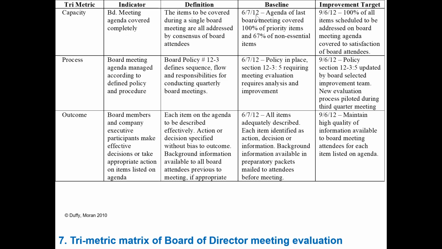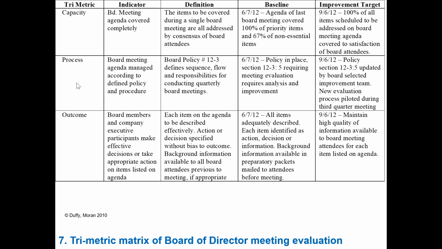Here, and this one came from 2012, the agenda of the last board meeting was covered: 100% of priority items and 67% of non-essential items, because most of us know in meetings you don't always get it all done. And then what is the improvement target? We're going to try and get to 100% of everything.